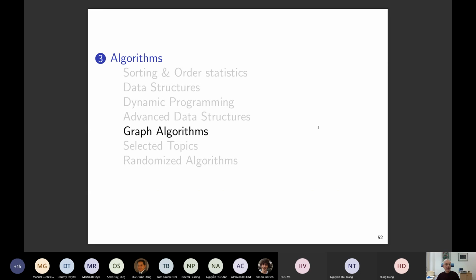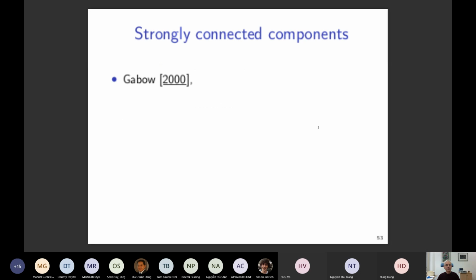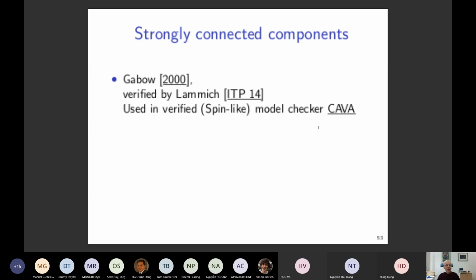Graph algorithms are another large topic in algorithms books. So how are we doing on those? Because graph algorithms are typically not so nicely functional. So let's look at strongly connected components. And the first one that was verified is the algorithm by Gabow, and it was verified by Lammich.